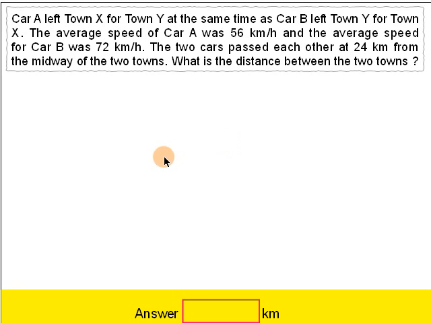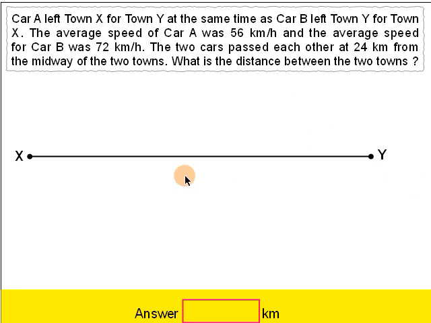Now the question says car A left town X for town Y at the same time as car B left town Y for town X. The average speed of car A is 56 km per hour, and of car B is 72 km per hour. The two cars pass each other at 24 km from the midpoint of the two towns. What is the distance between the two towns?